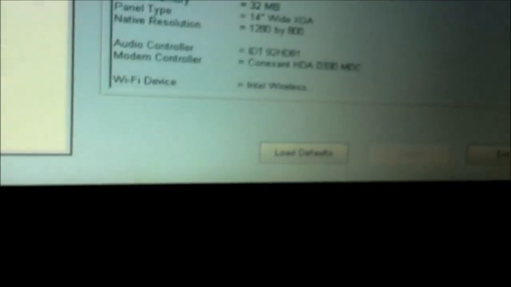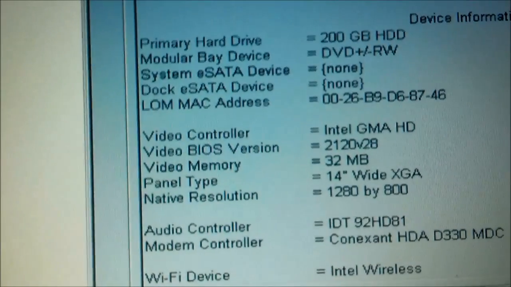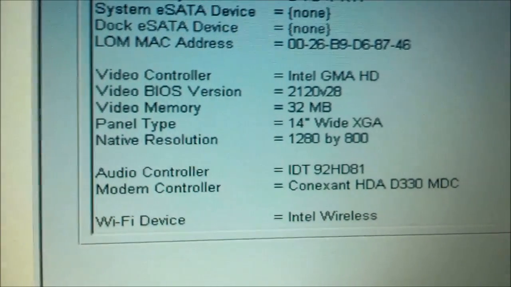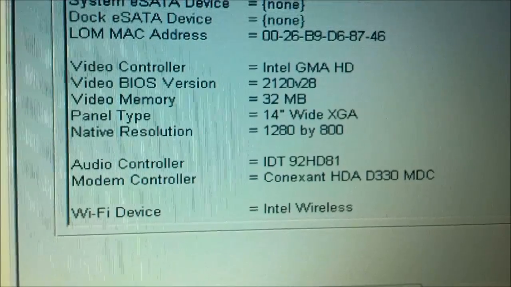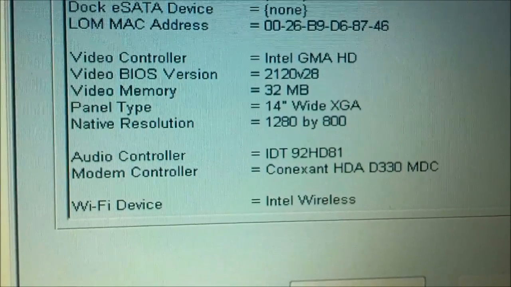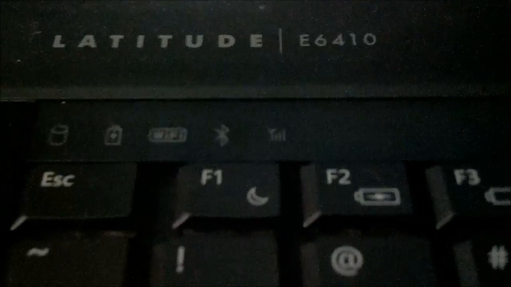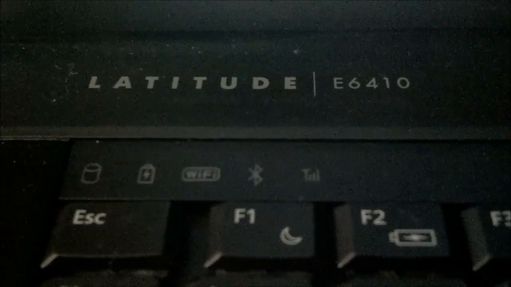So there's nothing too special about it. It also has Bluetooth capabilities, 32 megabytes of video RAM. The native resolution is 1280 by 800. And there is an option as well to get a cellular chip in it for Verizon, AT&T, any of those carriers.